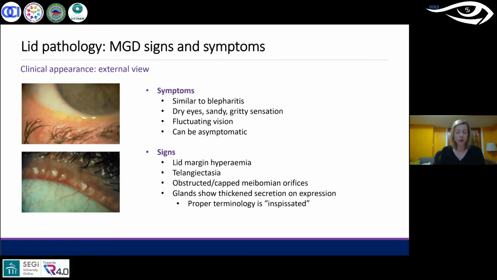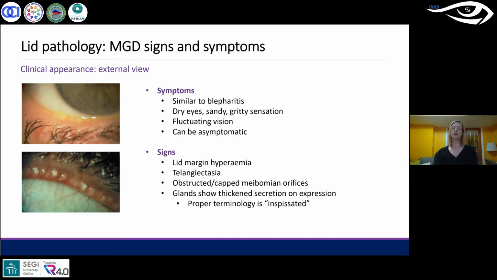Early stages, we know, can be asymptomatic. You may be finding some of the clinical changes before your patient is mentioning any symptoms. That's an important one to be aware of, and I think particularly in contact lens wearers, we'll come on to that later.